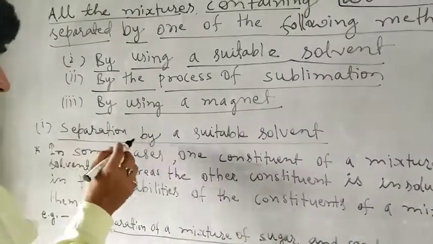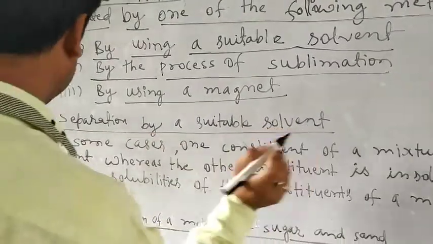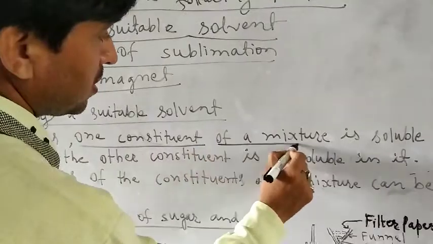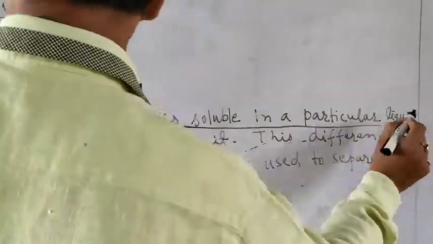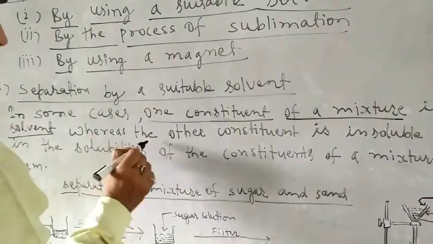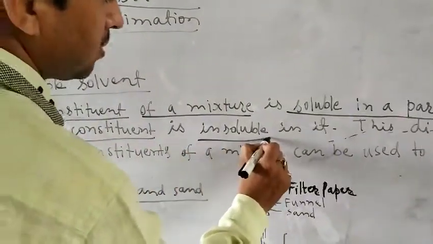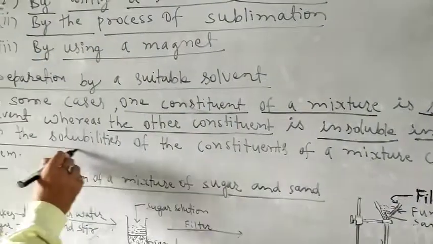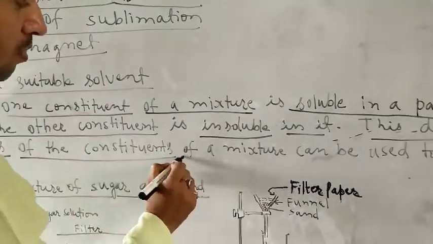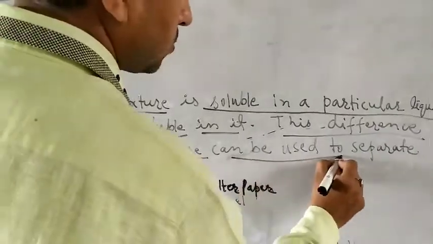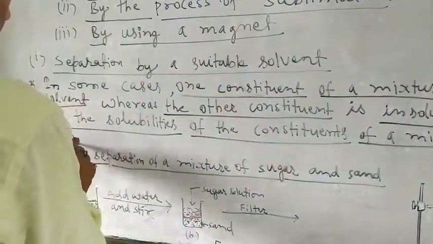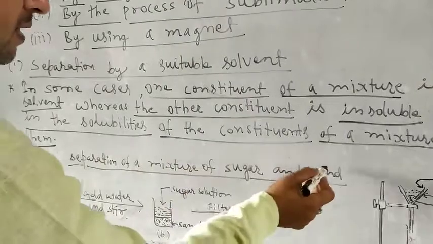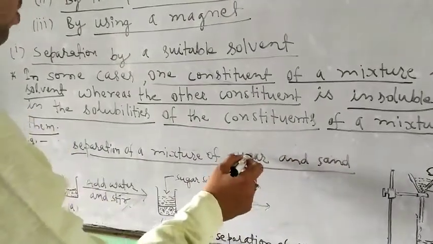So first one, separation by suitable solvent. In this process, in some cases, one constituent of a mixture is soluble in particular liquid solvent, whereas the other constituent is insoluble in it. This difference in the solubilities of the constituents of a mixture can be used to separate them. For example, separation of a mixture of sugar and sand. In this mixture, sand is insoluble solid and sugar is soluble solid.